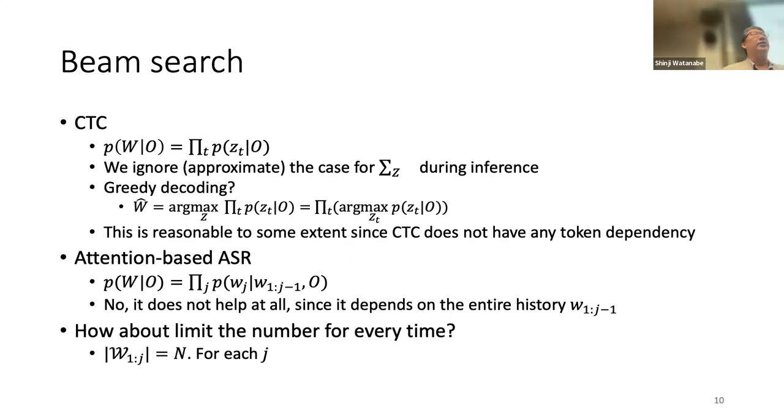By the way, in CTC, the greedy search is often used because it doesn't have any explicit token dependency. So it's actually a reasonable assumption to perform greedy decoding in CTC if we don't have any language models and so on. Also, as the model is getting more powerful, the greedy search is actually not very bad. So this is also one important note.